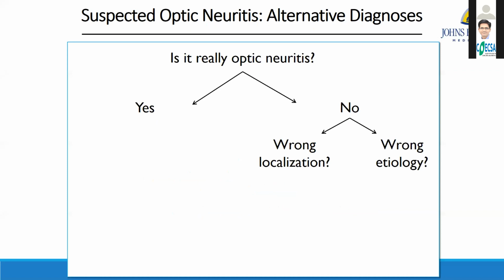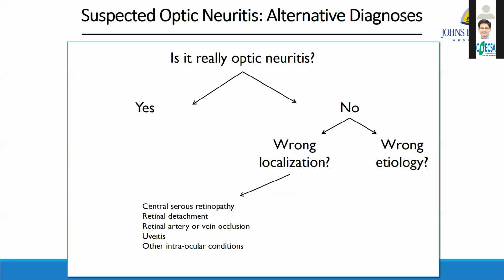If you do ultimately decide that this is not optic neuritis, the question is, did we localize the problem wrong? Is it not the optic nerve, but maybe the eye itself? Or have we found the wrong etiology? So thinking about wrong localization, these are generally problems within the eye itself that generally fall more within the realm of our ophthalmology colleagues than neurology.